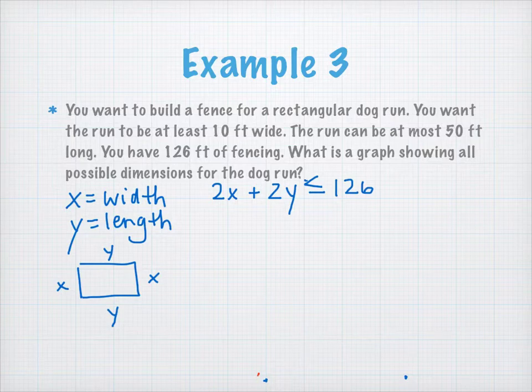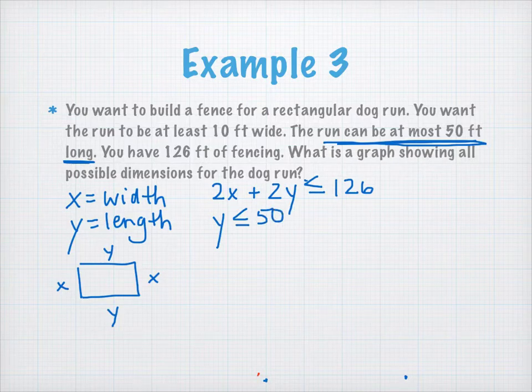Excuse me, y can be at most 50 feet long. The run can be at most 50 feet long. So the length, y, is at most 50. That means it has to be 50 or smaller. But at the same time, okay, so actually, hold on here.